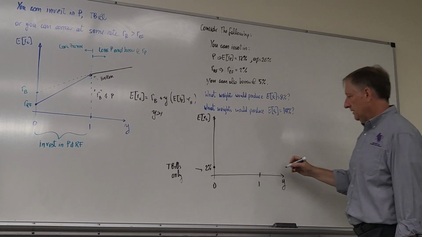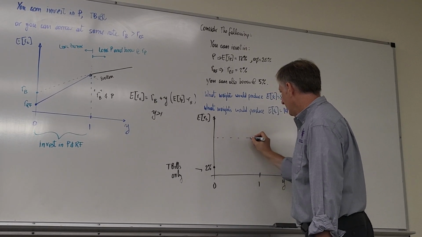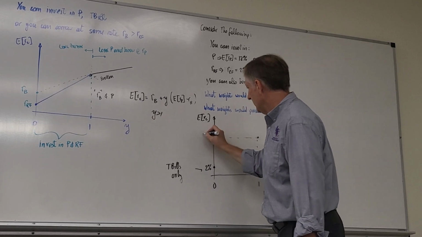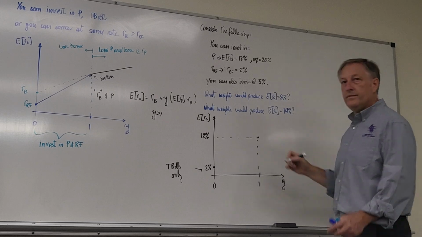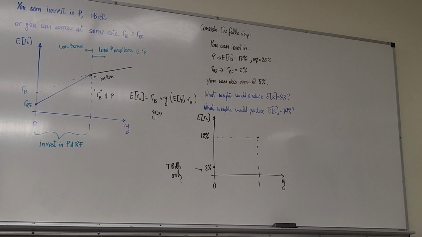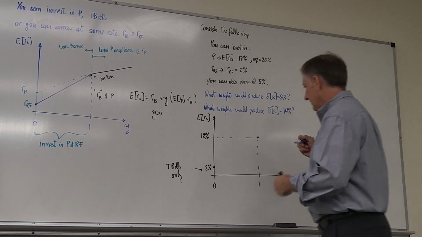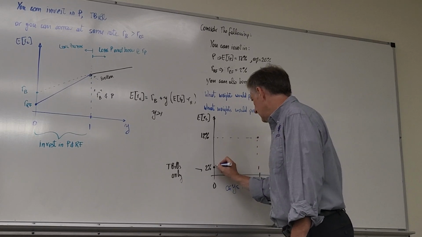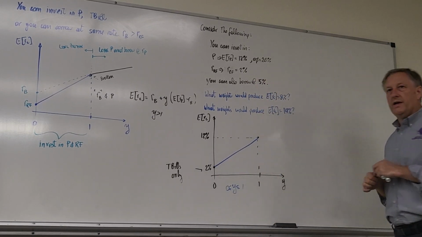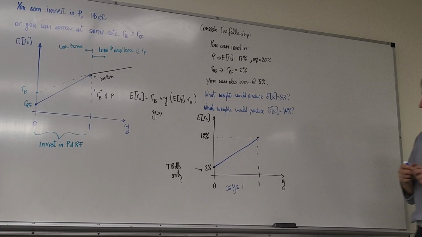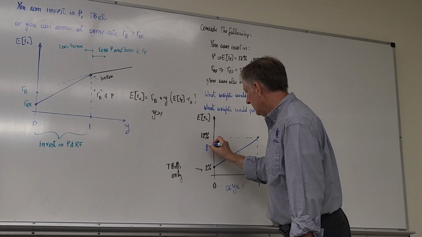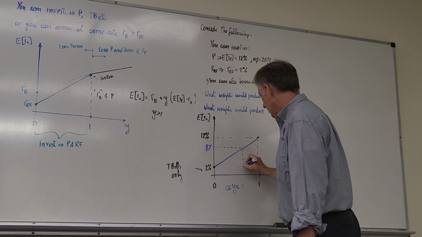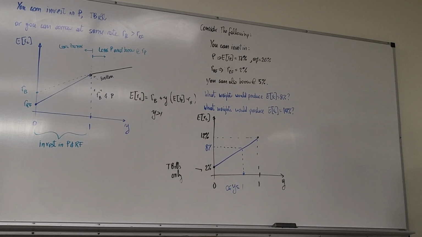If I invest only in asset P, my return would be 12%. Do you agree with that? So for the first question, it says, what weights will produce a return of 8? Well, if I mix y between 0 and 1, how do I get to 8? Well, 8 is where? Here? So in order for me to get 8%, I would have to invest in a combination of T-bills and the risk-free asset.